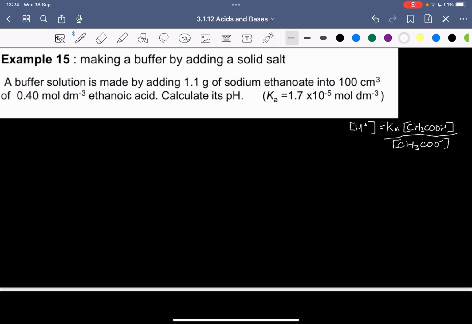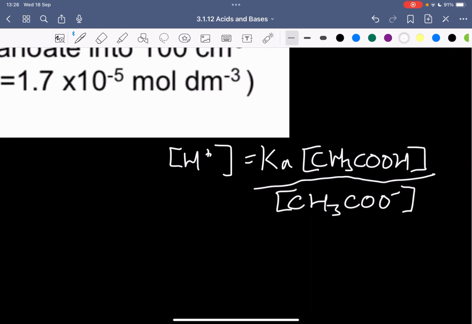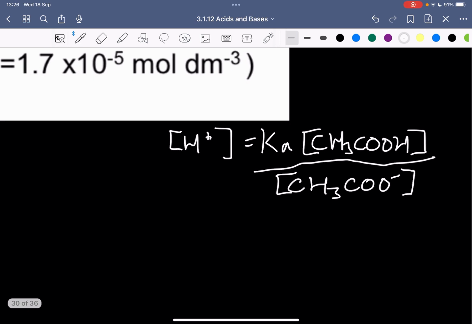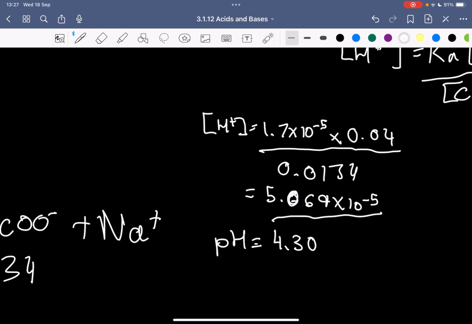Now I'm going to work out the moles of ethanoic acid, which is... Okay, so this is the moles of ethanoic acid I've got. And now I need to find the moles of sodium ethanoate. Alright, so I know the moles of sodium ethanoate is 0.0134. And since all of it dissociates, I know my moles of ethanoate ions is going to be 0.0134 as well. And I can just sub this into my expression here. So I get... I can just minus log this to get the pH, which is... Okay.